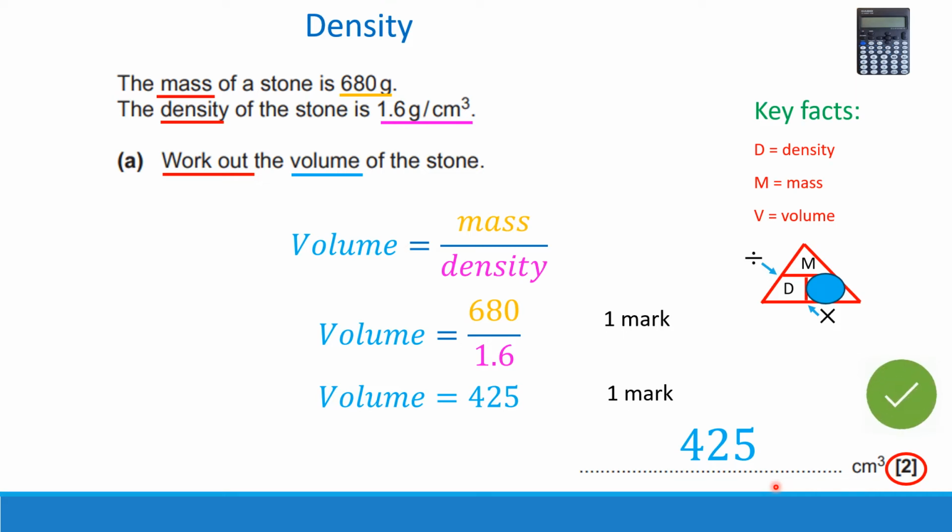Remember, give yourself a tick for where you got the method mark and the answer mark, to show you know where the marks were awarded in the exam on the question. Please make sure you've learned this formula because it will come up on your GCSE exam.